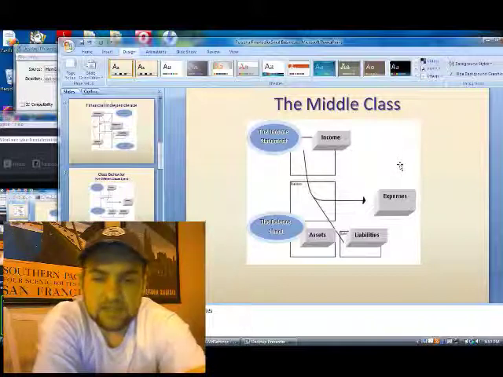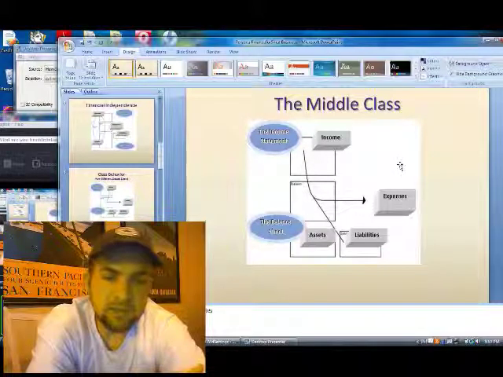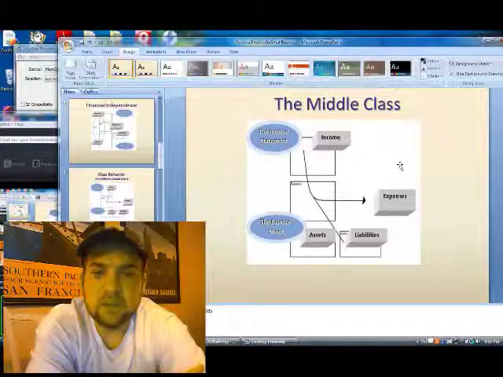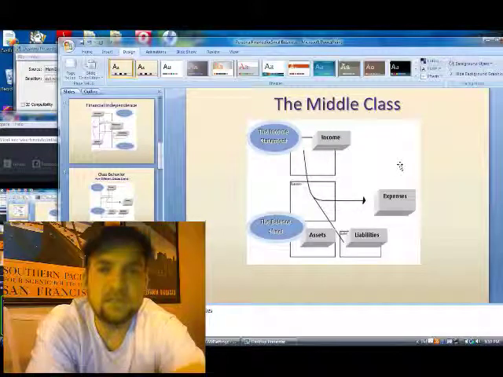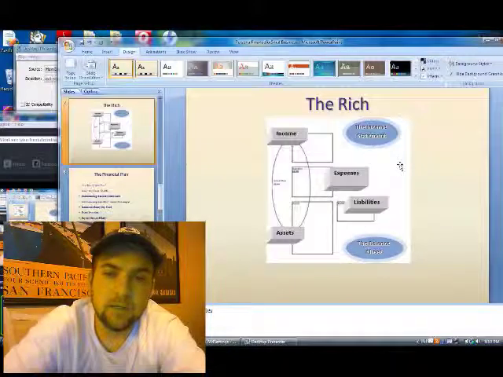This is the middle class. Middle class build liabilities which come with big payments. An example would be 10 jet skis on credit cards. That feeds the expense column. The income comes in, it hits those expenses, it goes out the door. But you see how it's fed by bad debt from the liability column.